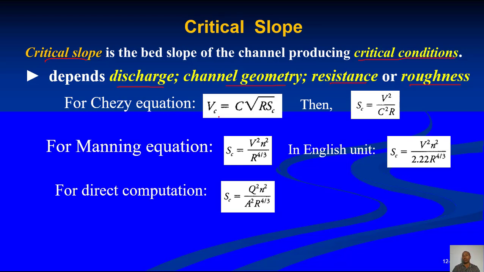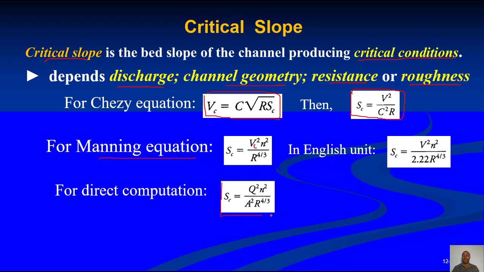For the Chezy equation, you can apply critical velocity using this equation, which is Vc equal to C, the Chezy roughness coefficient, times the square root of hydraulic radius times critical slope. Then you can calculate critical slope using Chezy with this equation. If the Chezy coefficient is given from the Manning equation, you can use this one: Sc = V squared n squared over R to the power of 4/3. So you have critical velocity. Once you compute this critical velocity, then finally you will calculate critical slope.